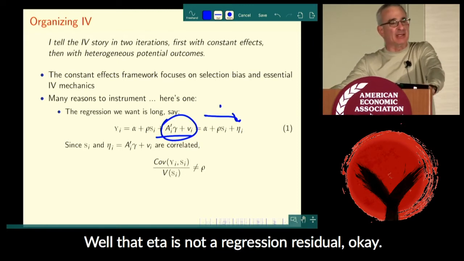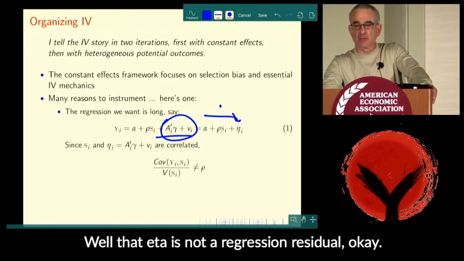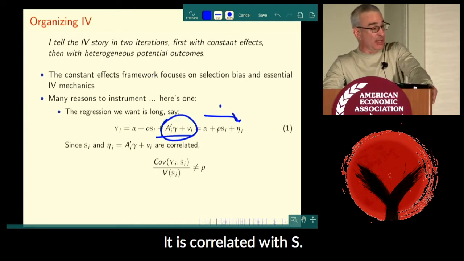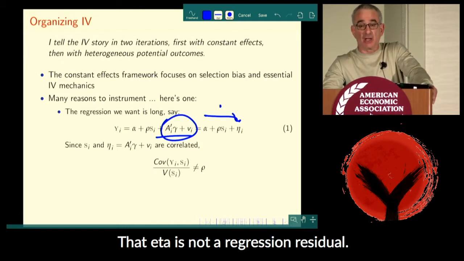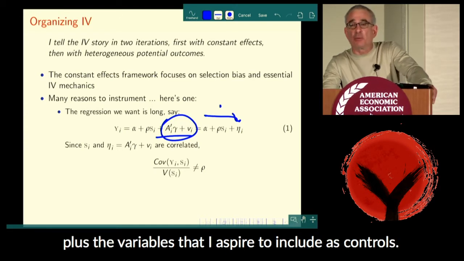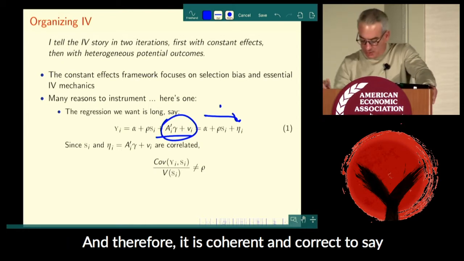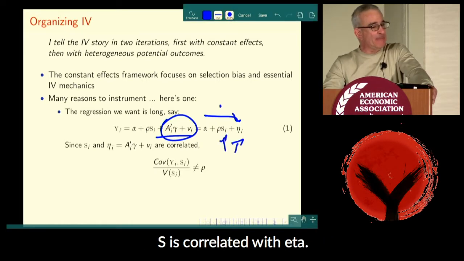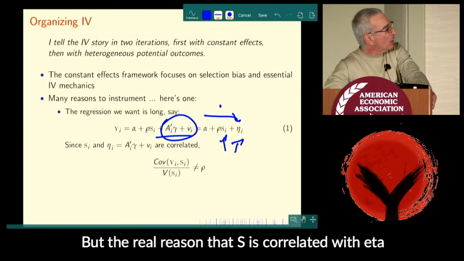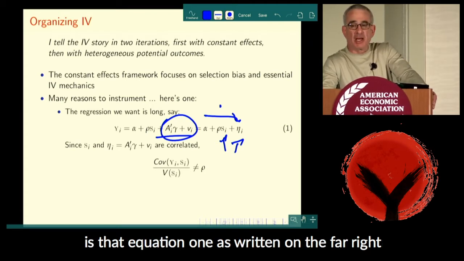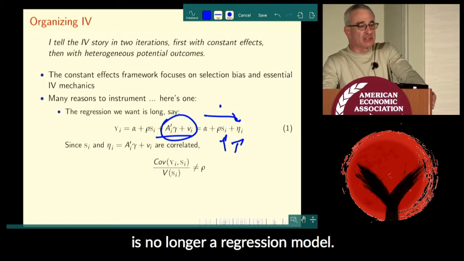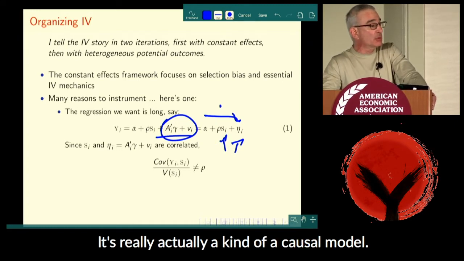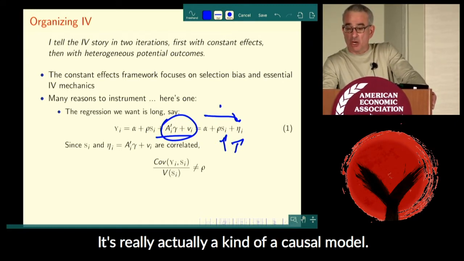Well, that eta is not a regression residual. It is correlated with S. That eta is not a regression residual. It's the sum of a regression residual plus the variables that I aspire to include as controls. And therefore, it is coherent and correct to say S is correlated with eta. But the real reason that S is correlated with eta is that equation 1, as written on the far right, is no longer a regression model. It's really actually a kind of causal model.